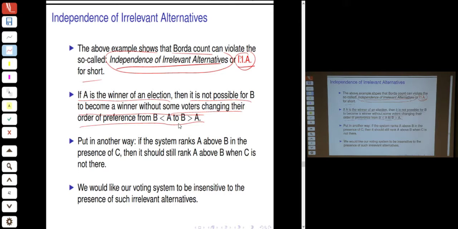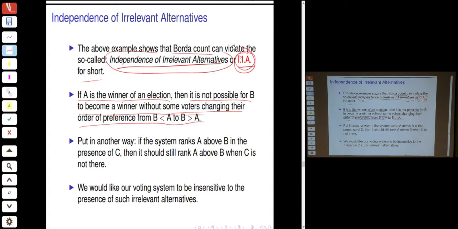Okay? So basically, morally, this is saying that unless some voters stop preferring A to B and instead start preferring B to A, the status of A as a winner should not change. So this property is called IIA, or independence of irrelevant alternatives.